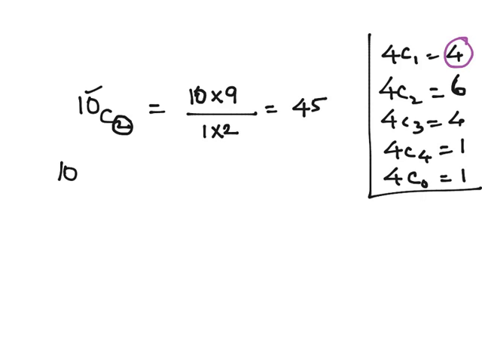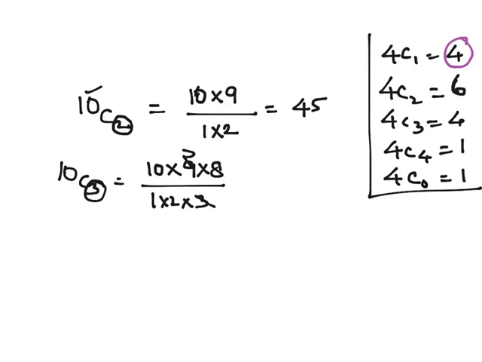Let's say if it is 10C3, then there's 3 here, so the numerator will have 3 numbers. Definitely it'll start with 10, and the next number will be 9, and the third number will be 8, and you will have 3 factorial in the denominator, which is 1 into 2 into 3, right? So you get 120 as the answer.